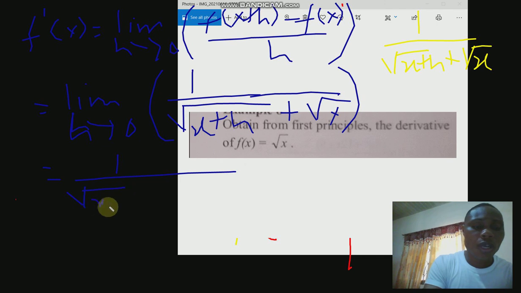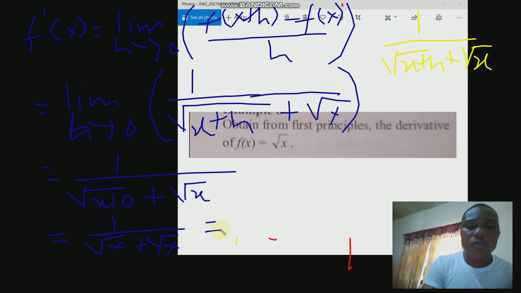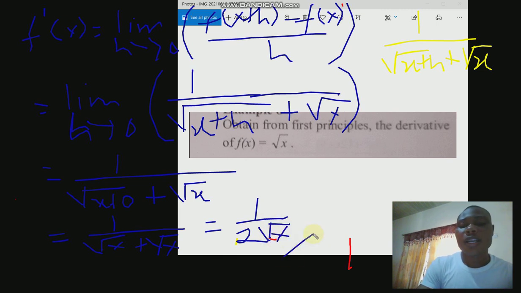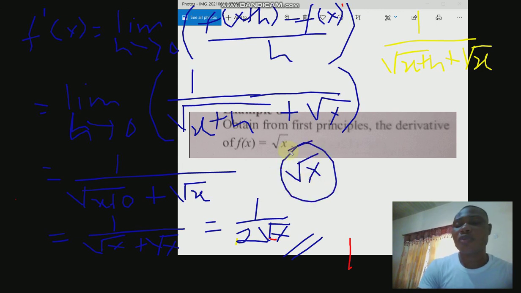So as h approaches 0, I will get 1 over root of x plus 0 plus root of x. And that should just be 1 over root of x plus root of x. And this should be equal to 1 over 2 root x. And that is the derivative of square root of x using the first principle.